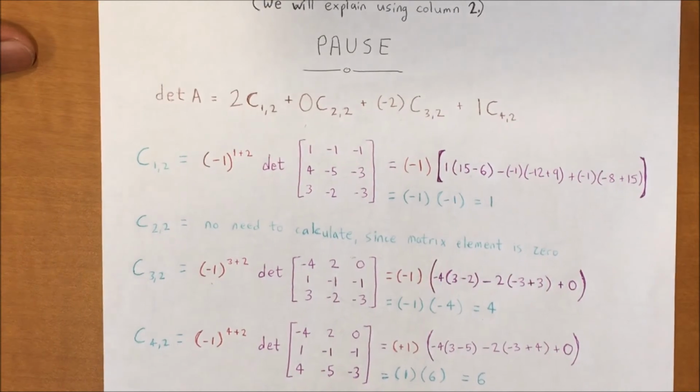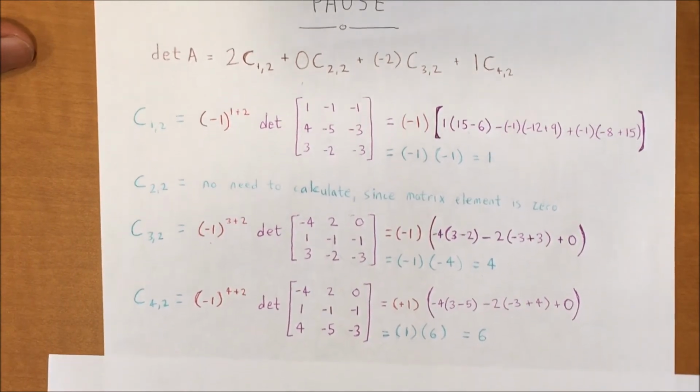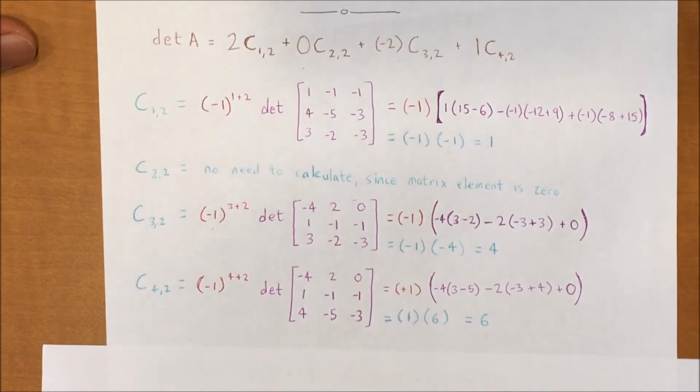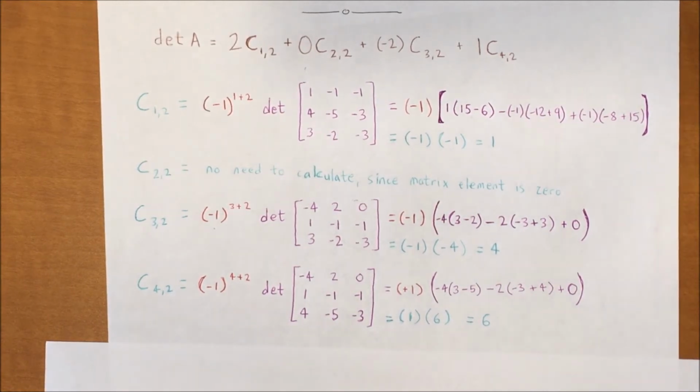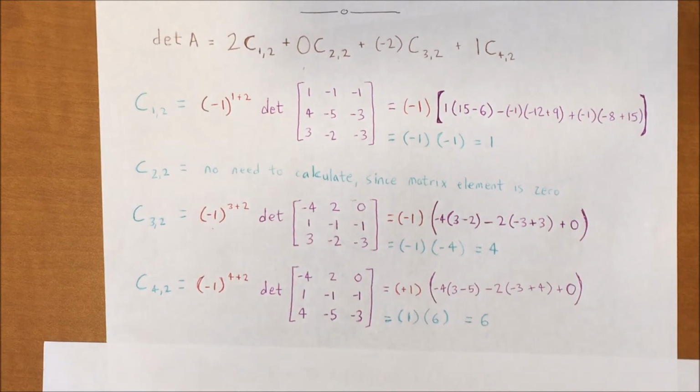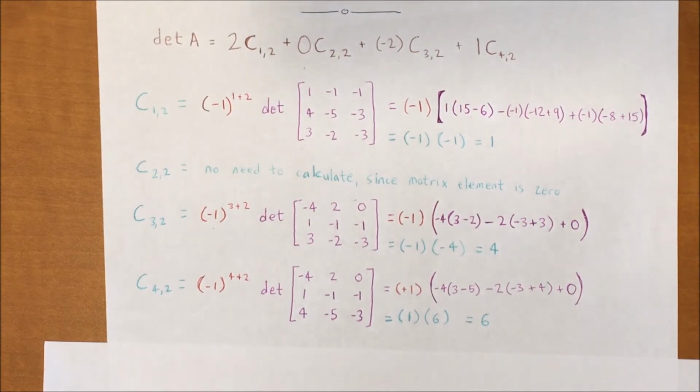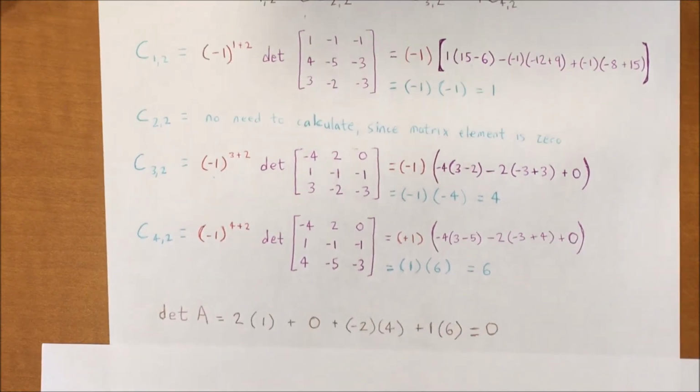Now, let's look at our last cofactor. Same thing first, -1 raised to the i plus j, in this case 4 plus 2, times the determinant of the 3x3 matrix. In this case, the determinant is 6, so it will be 1 times 6, that gives you 6. Now, let's sum everything up.